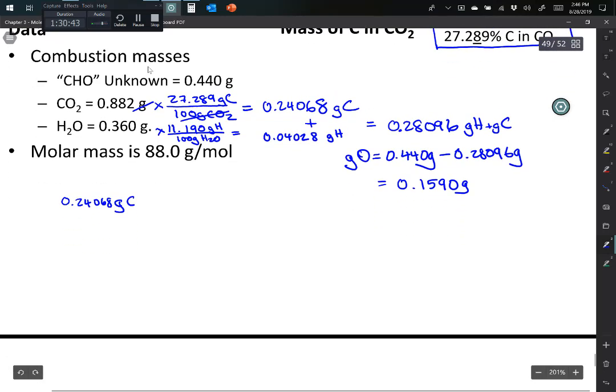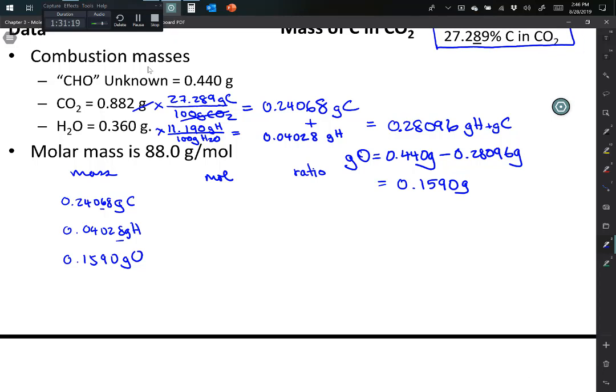Now we're doing the empirical formula. So I have grams: carbon, hydrogen, 0.04028 grams of hydrogen. These both have 4 sig figs. And then I have 0.1590 grams of oxygen. This is the mass. We're going to put the moles over here, right next to it, and then we'll do the ratio.